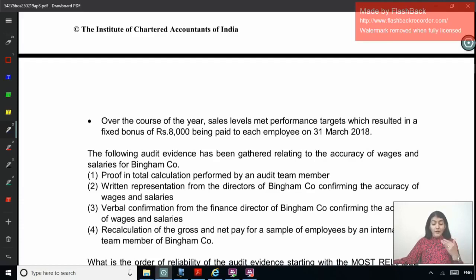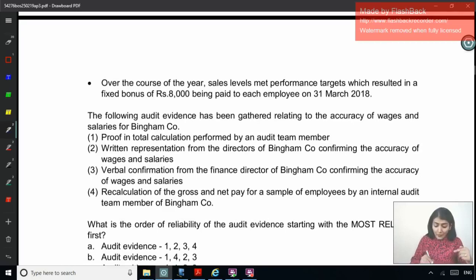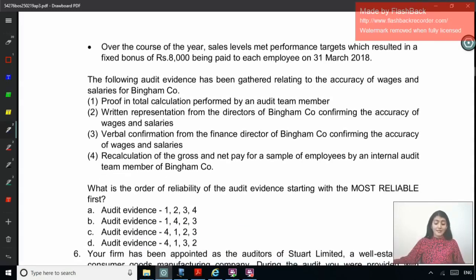The following audit evidence has been gathered relating to the accuracy of the wages and salaries of Bingham Limited. Proof in total calculation performed by an audit team member. Written representations from the directors confirming the accuracy of wages and salary. Verbal confirmation from the finance director of Bingham Company confirming the accuracy of wages and salary. So written representation, verbal confirmation. And recalculation of the gross and net pay for a sample of employees by an internal audit team member of Bingham and Company. What is the order of reliability of the audit evidence, starting with the most reliable evidence first?